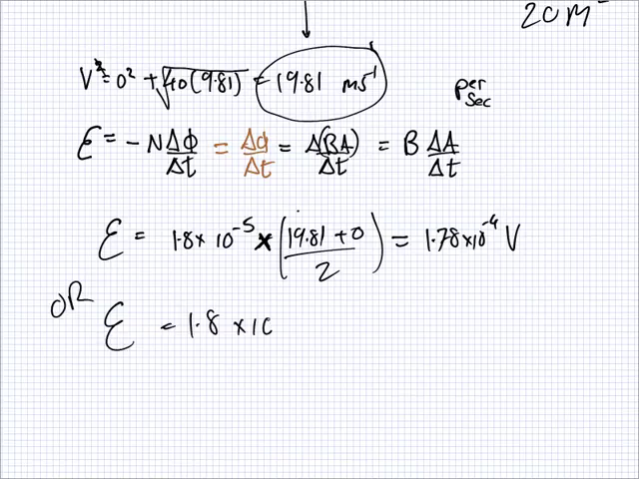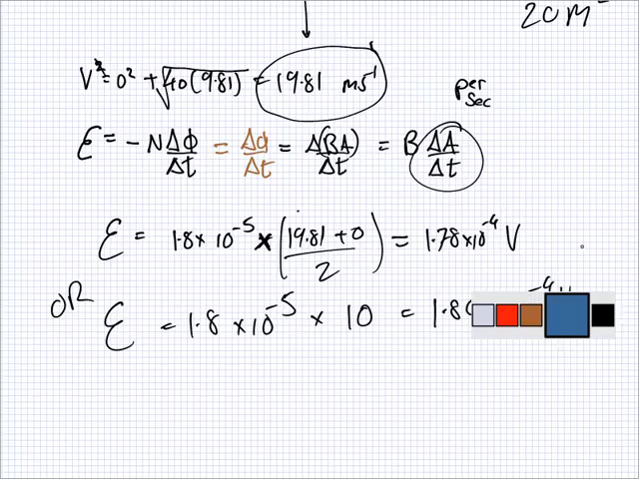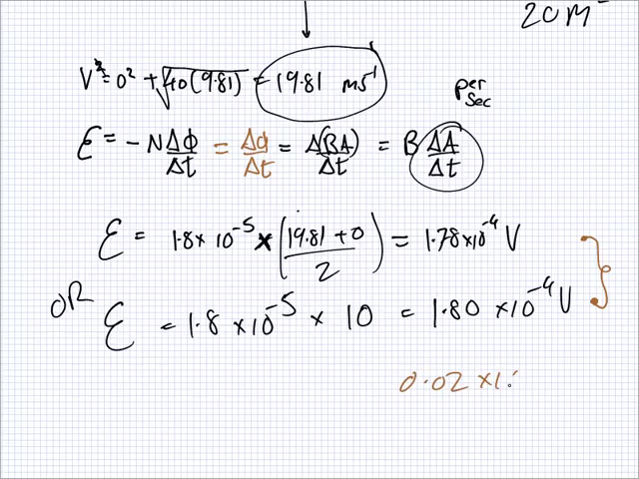1.8 times 10 to the minus 5 times 10. I think this could be 10. So that is 1.80 times 10 to the minus 4 volts. So in fact you can see that it actually doesn't really matter so much because the difference is only 0.02 times 10 to the minus 4. But not if the distance is long. I mean the first one has a lot of error.